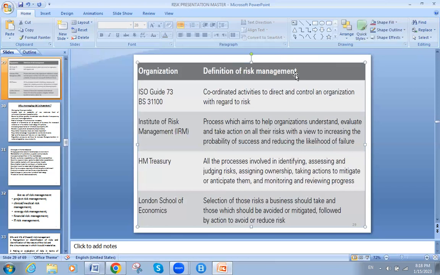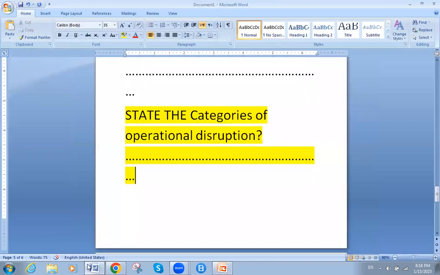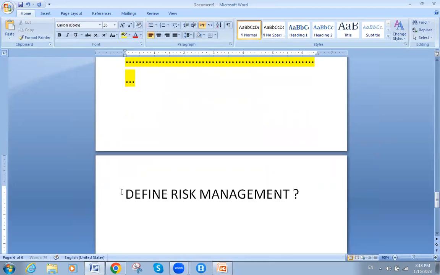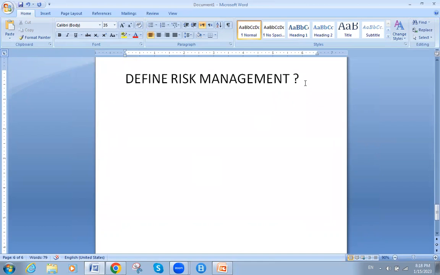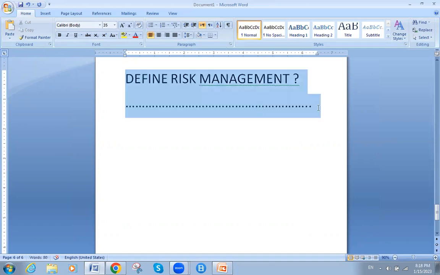That will lead me right now to this question: discuss the risk management. Define risk management. Very easy question. You don't need to write the four definitions. One definition is more than enough. Define risk management. This is our question right now, and we will stop here for around 5 minutes or less than 5 minutes to get the answer of these questions.